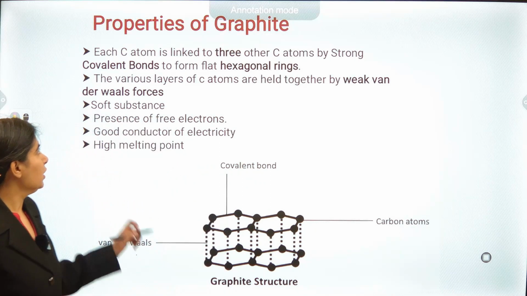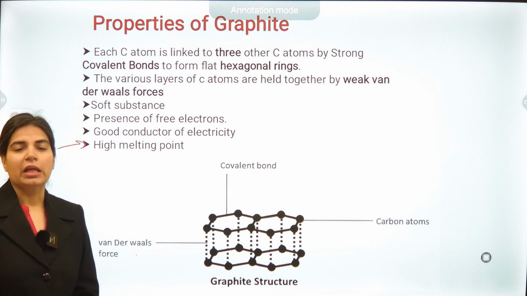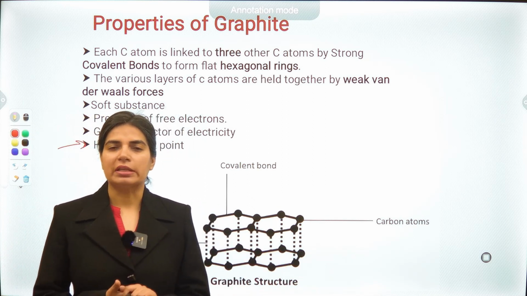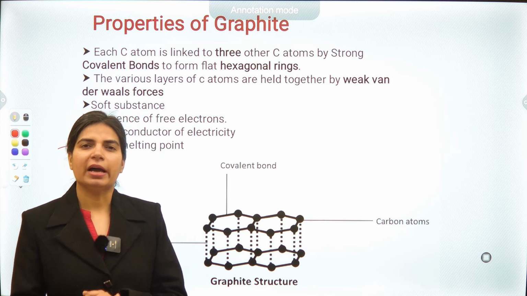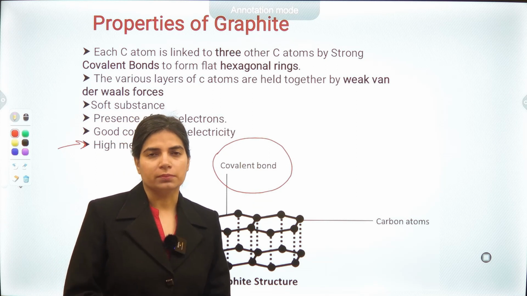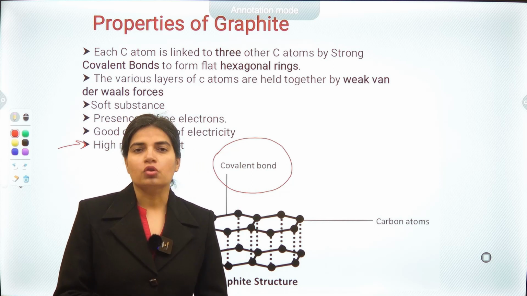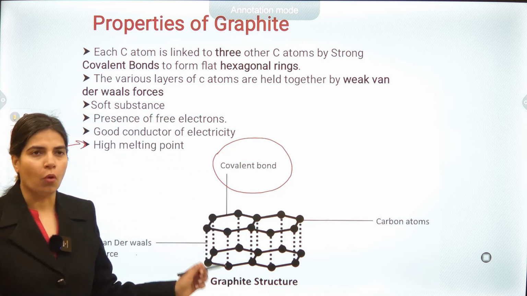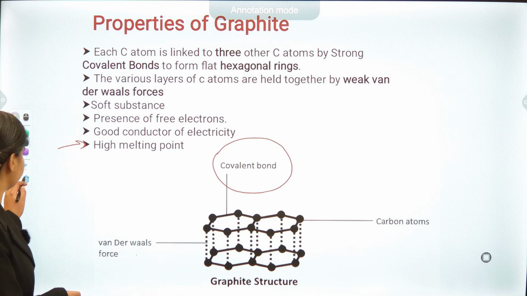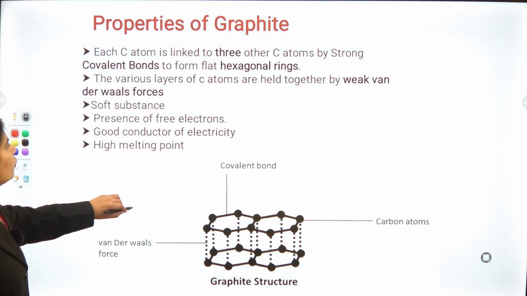The next property of graphite is high melting point. Graphite has a high melting point, just as we discussed in the case of diamond. What is the reason behind that? The reason is the same, the presence of covalent bonds. And we know that covalent bonds are strong. So just because of the presence of covalent bonds, graphite has a high melting point. Now let's move to our next slide.